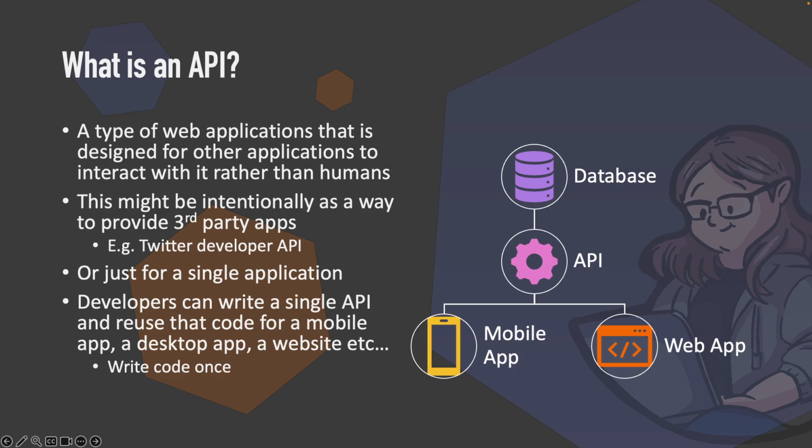This may be intentionally as a way to provide a third-party app. The Twitter Developer API enables people to build stuff on top of Twitter, or it could just be a single API for a single application that's just in use. The idea of an API is really that developers can write one API, then reuse the same API for a mobile app, a web app, a website, etc. It's write code once rather than writing it multiple times.